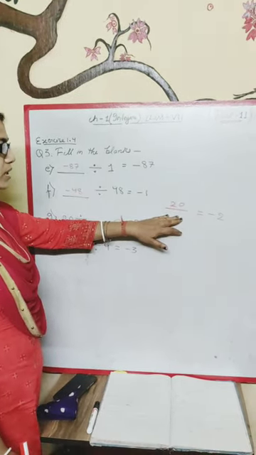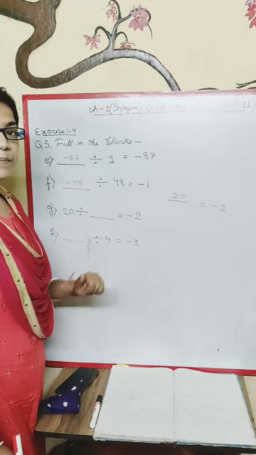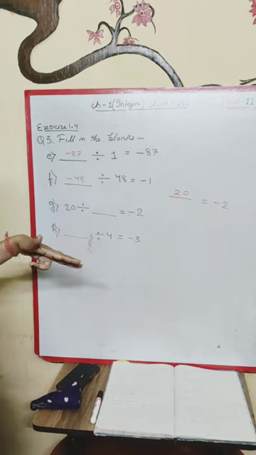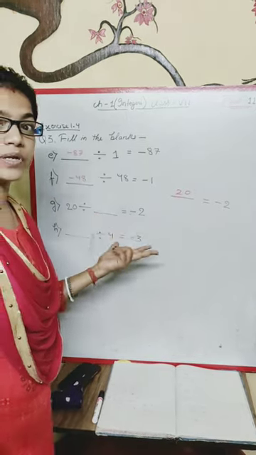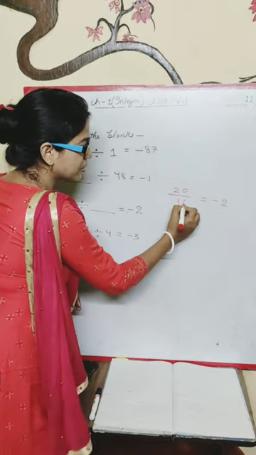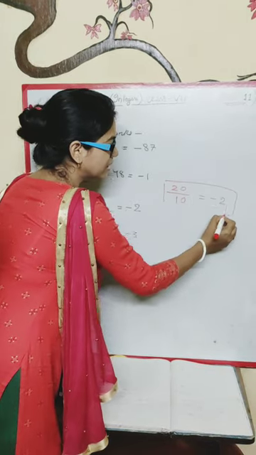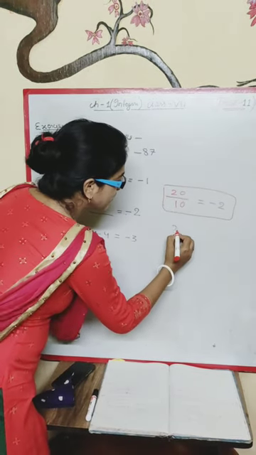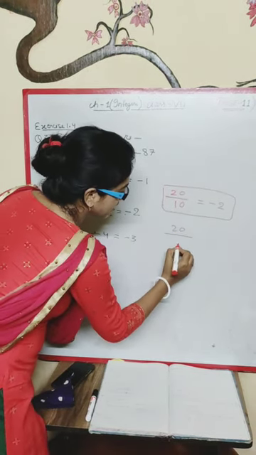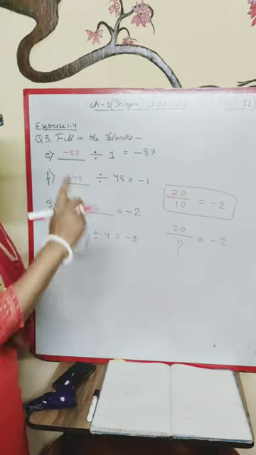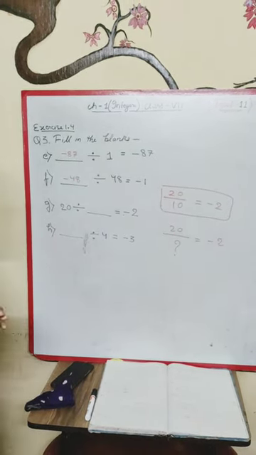If you know the multiplication of 2, that is, of which number should be divided by 2, that is 2 tens are 20, then you can write here 10. But I am just going to solve in a different way. If 20 divided by dash is equal to minus 2, you know cross multiplication is there.